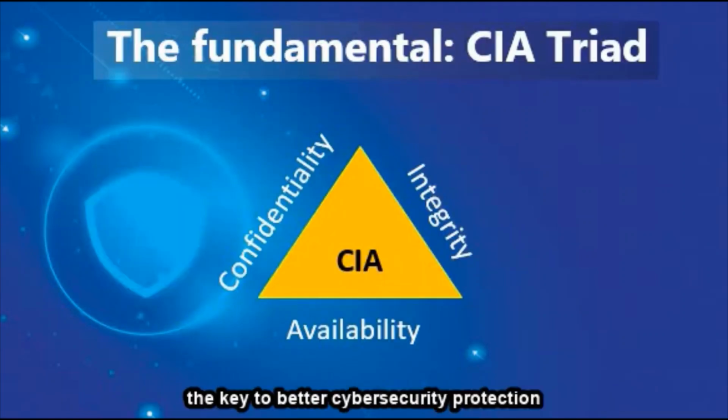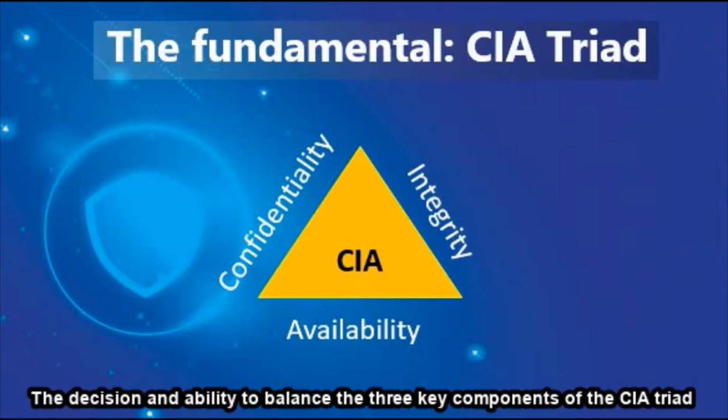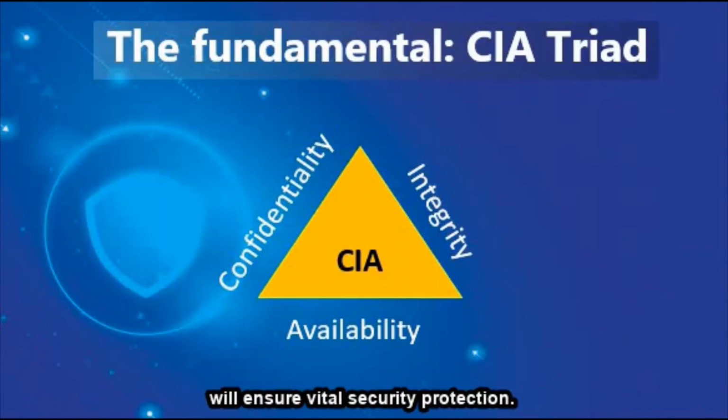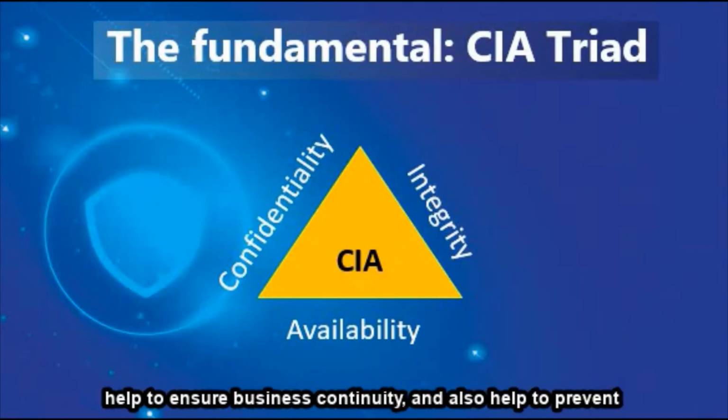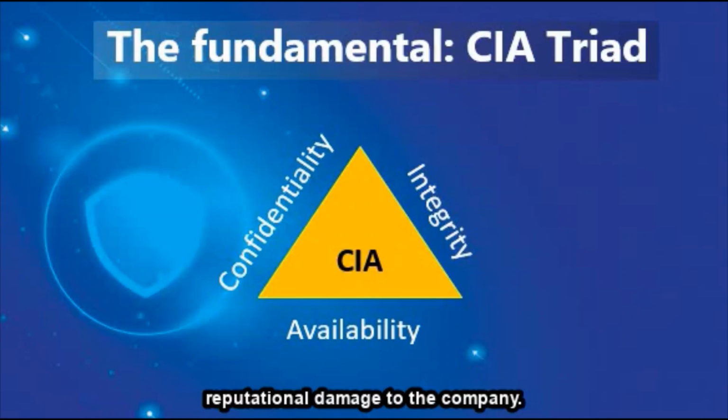CIA triads, the key to better cybersecurity protection, will depend on the three key elements and components of the CIA triads. The decisions and ability to balance the three key components of the CIA triads will ensure vital cybersecurity protection and also help companies to avoid compliance issues, help them to ensure business continuity, and also help to prevent reputational damage to the company.